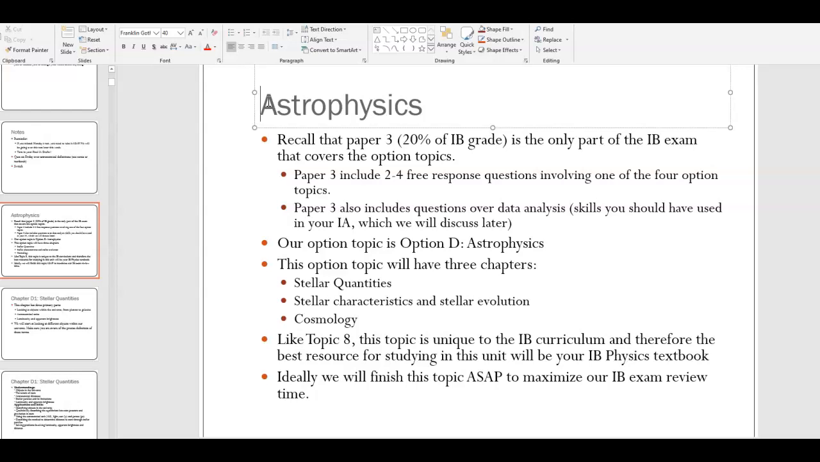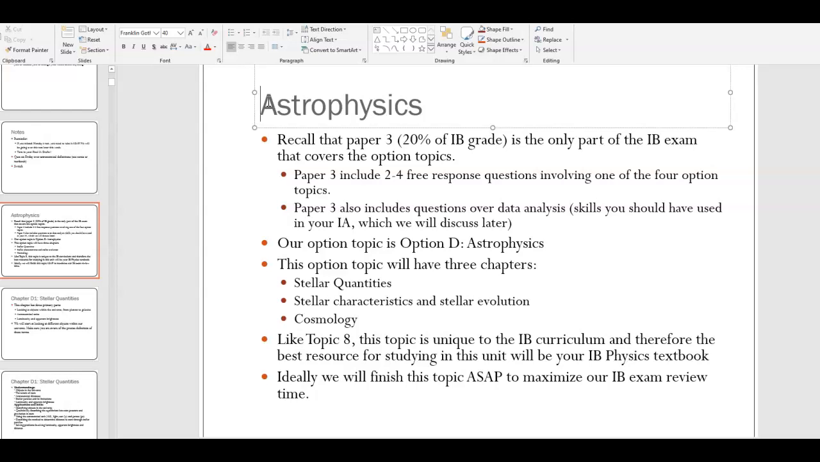Now, something else to know about astrophysics is this is a specialized unit to the IB. This is not stuff that I learned in college, and so a lot of this stuff I'm not 100% expert on. I would definitely consult your IB physics resources for clarification on stuff. But this is one of those units, just like topic 8, that because it's unique to the IB physics curriculum, your textbook is really, really the best resource for you.